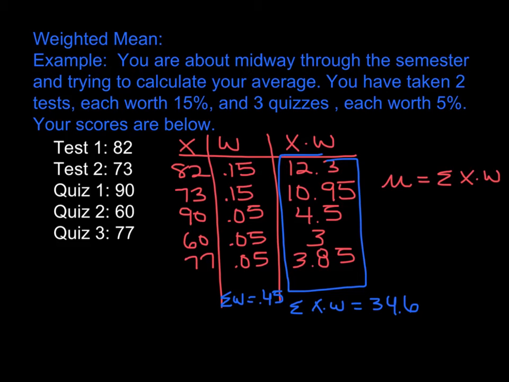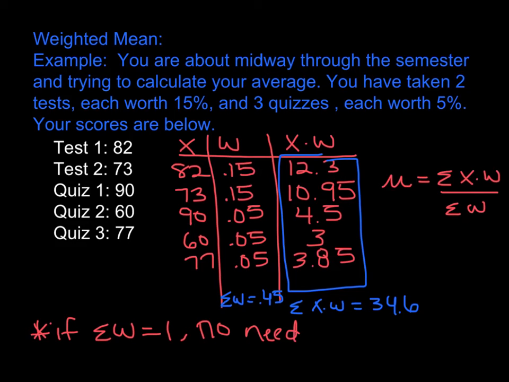Okay, so in this case, with my mu, when I sum up that column, I have to divide by the sum of my weights. Okay, so let me put a little, I'm going to put it down here actually. If the sum of the weights equals 1, no need to divide. Because if the weights were 1, I'd be dividing by 1 and it wouldn't change. I really wouldn't have to do it.